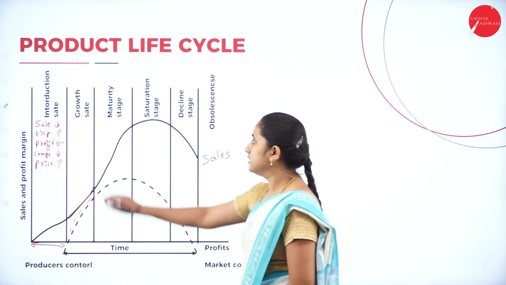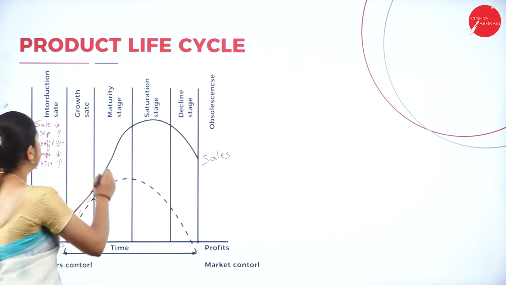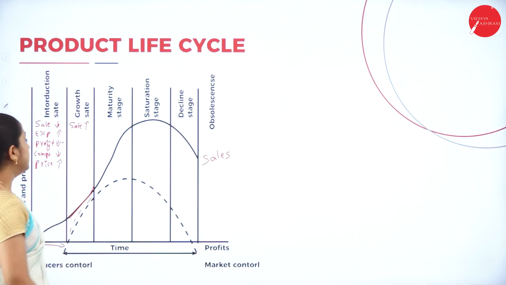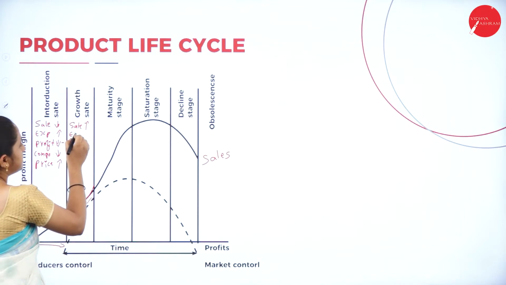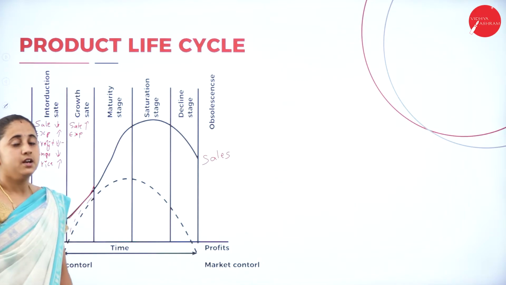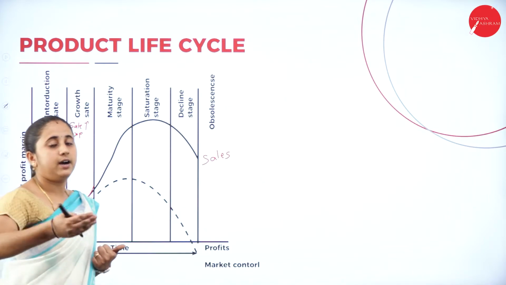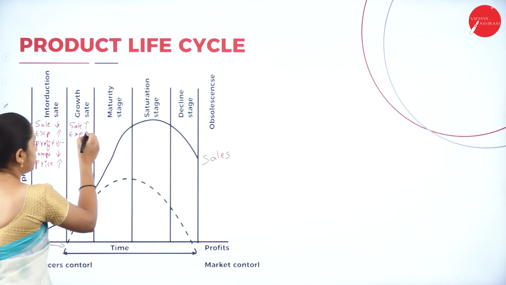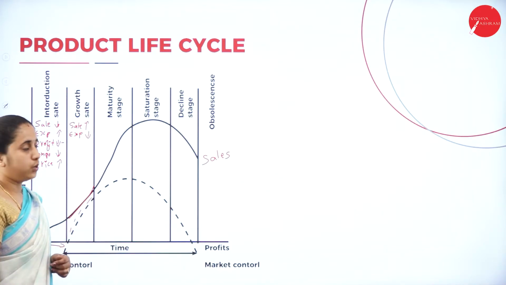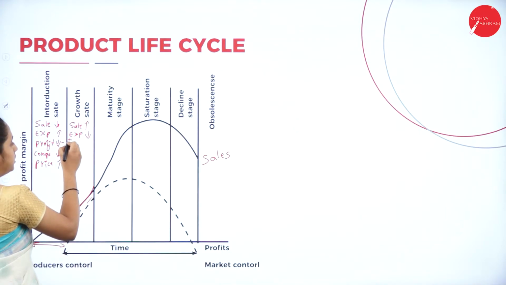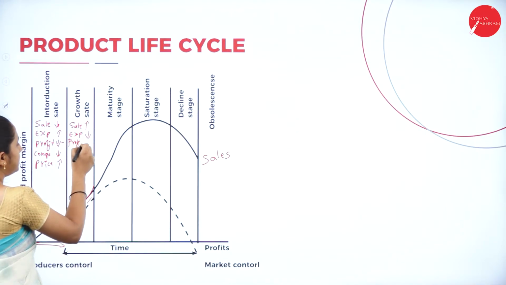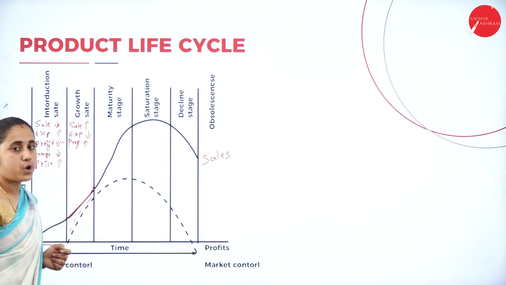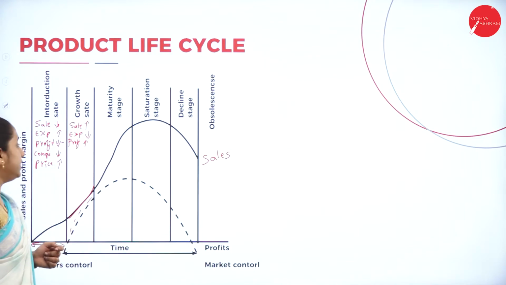Then the characteristics of the growth stage are: sales increase rapidly. Then expenses. Expenses means you have already done the promotional activity, so the promotional expenses can be reduced. Promotional expenses are low. Then profit. Now people start recognizing your product and they start buying your product, so the profit is also increased.